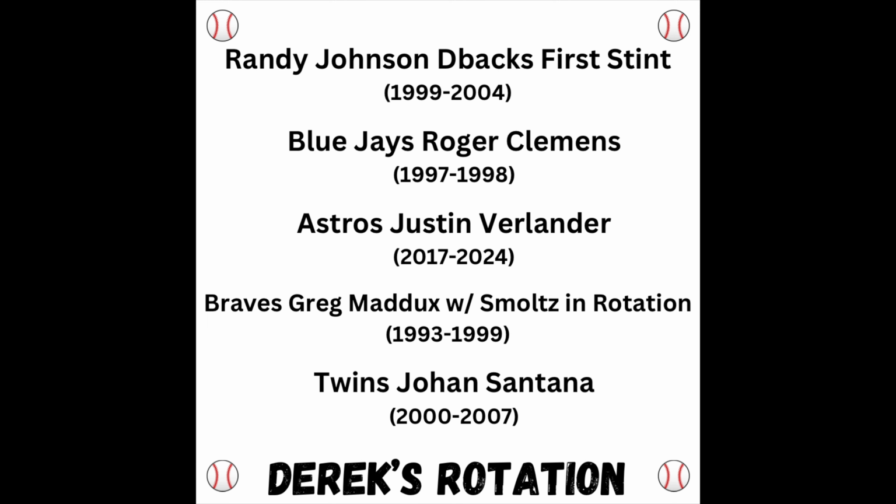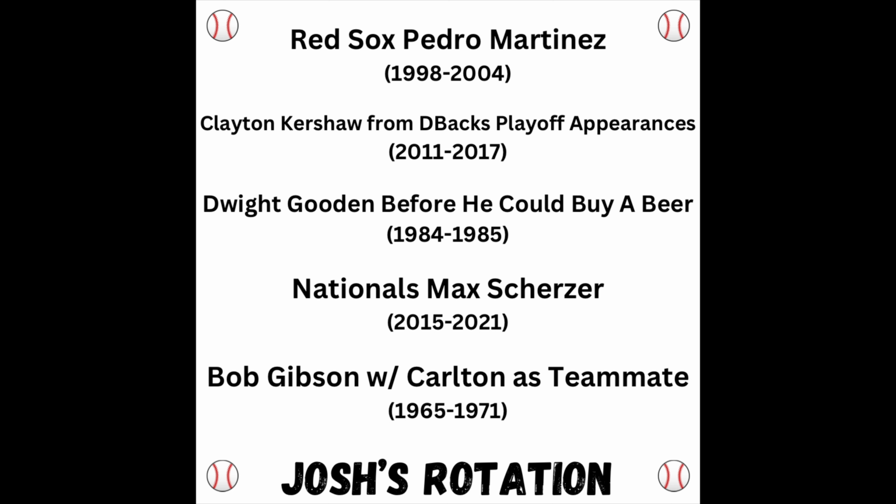All right, so I've got the first hit in Arizona, Randy Johnson. I've got Toronto Clemens. I've got Houston Verlander, with the assists from you. I've got Atlanta Maddux, while John Smoltz was also a starter. And then Minnesota, Johan Santana. And for mine, I went Red Sox Pedro, Clayton Kershaw between D-backs playoff stints, and Dwight Gooden before he could buy a beer legally. Nationals Max Scherzer, and then close it out here with Bob Gibson with Steve Carlton as a teammate.